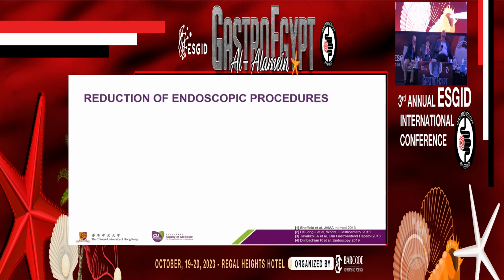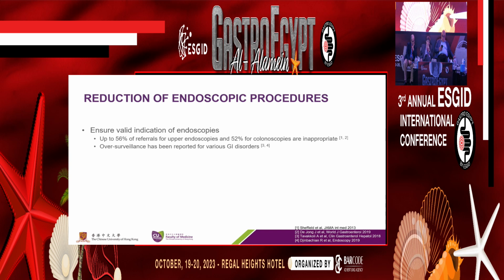Reduction of unnecessary procedures is perhaps the most important and effective way of reducing environmental impact. First of all, we need to ensure that the indication of endoscopy is correct. Previous studies have shown that over 50% of referrals for upper endoscopy and colonoscopy are inappropriate. Also, over-surveillance has been reported for some GI disorders like colonic polyps and Barrett's esophagus. And by ensuring a correct indication, it could also reduce healthcare costs and avoid procedure risk.